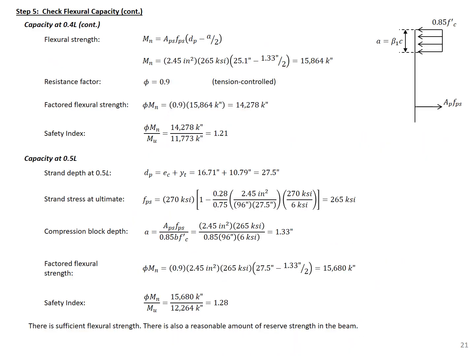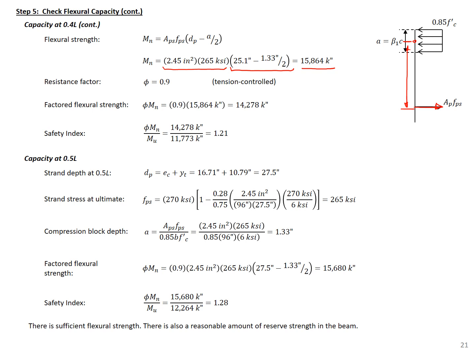So we can then go back to our force and stress diagram, and we can sum our moments about the centroid of our compression block to determine our nominal moment. So we take our force component, Aps times fps, times our distance component, the distance between the centroid of our compression block to our steel. So that is 25.1 minus a over 2, 1.33 over 2, and we'll get our nominal moment, 15,864 kip-inches.